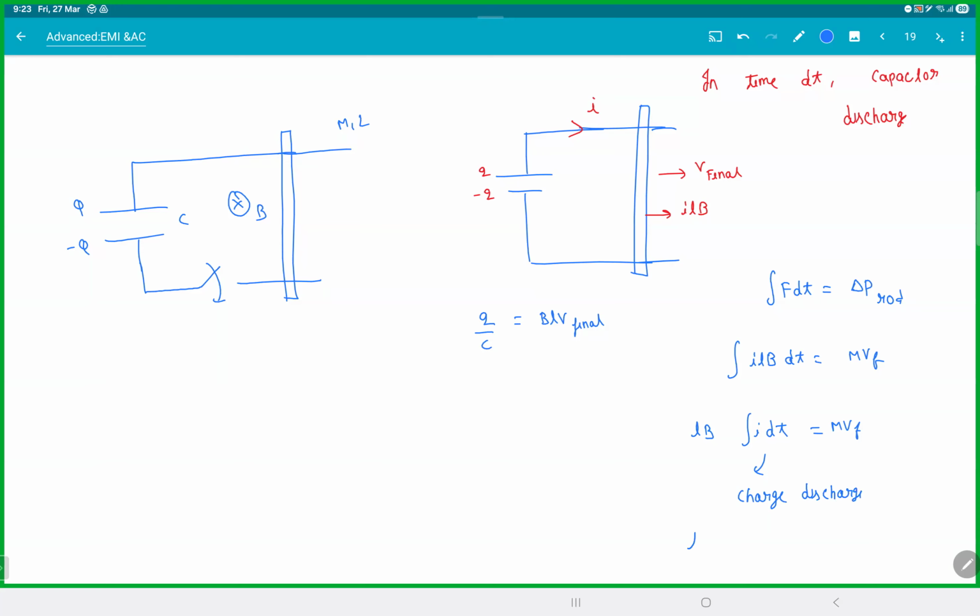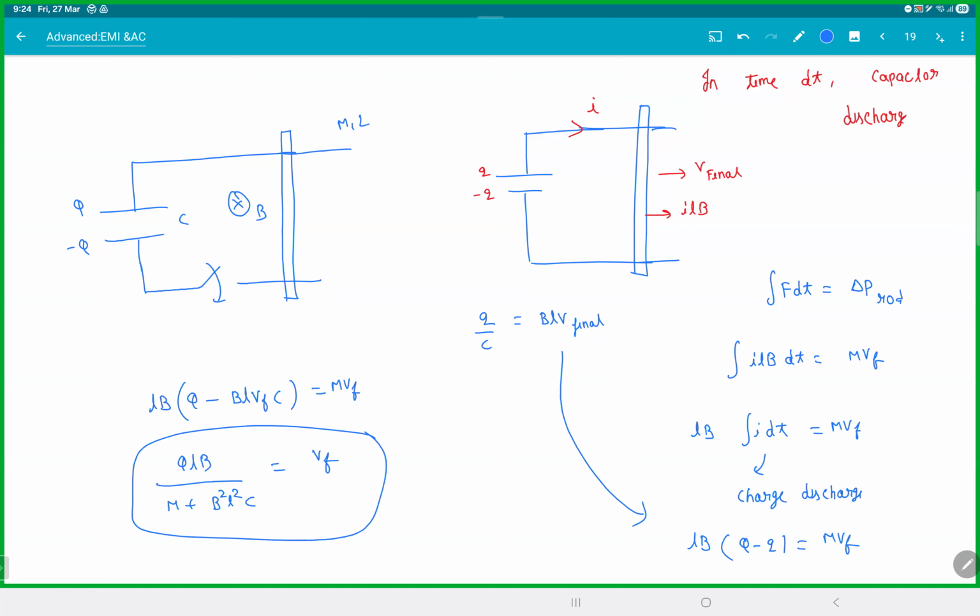How much was that? Initially you had Q, now you have small q, so Q minus small q is equal to MV final. Take V final from here and substitute. This will be LB Q minus BL V final C is equal to MV final. So this will be QLB by M plus B square L square C is equal to V final. You get the same answer as the previous one, independent of the resistor. Heat produced will be the same.